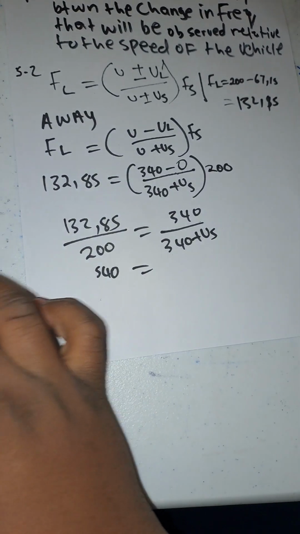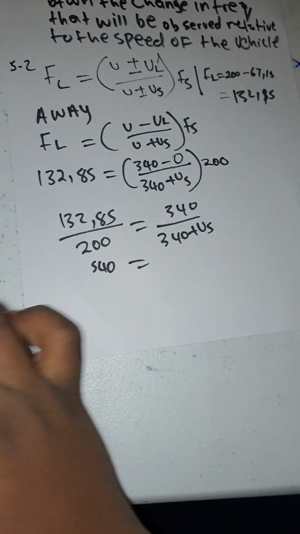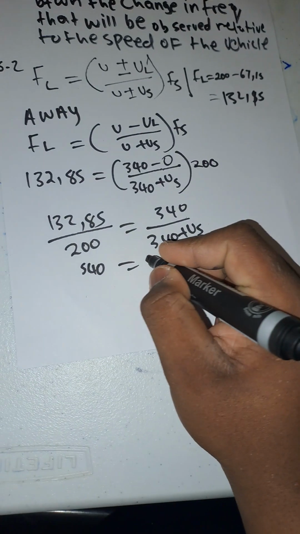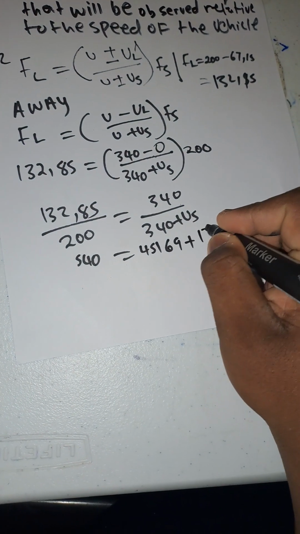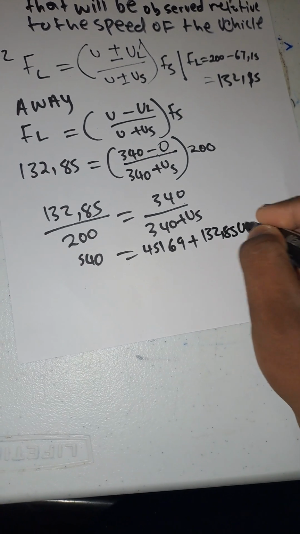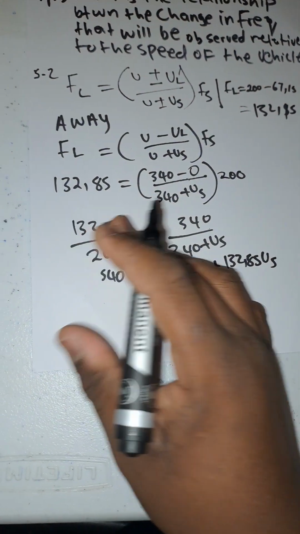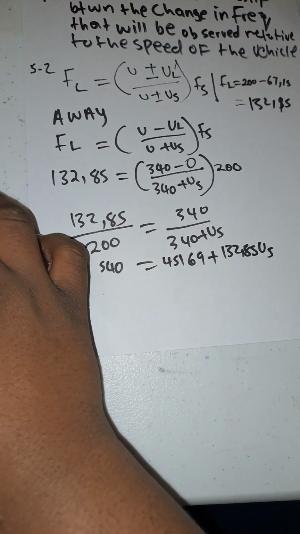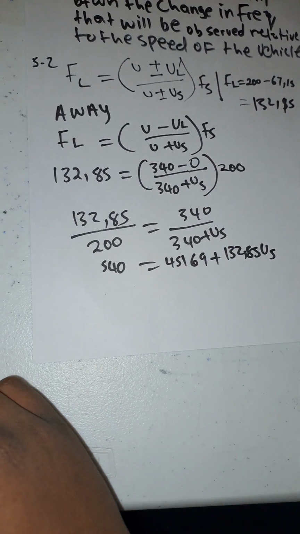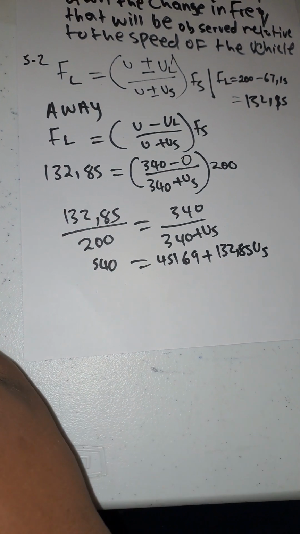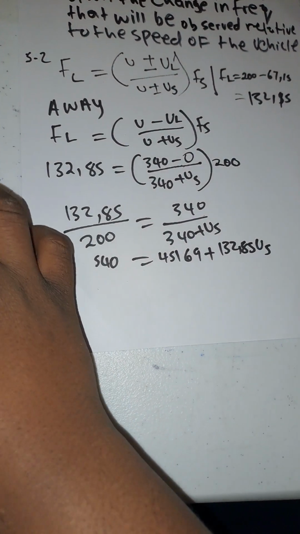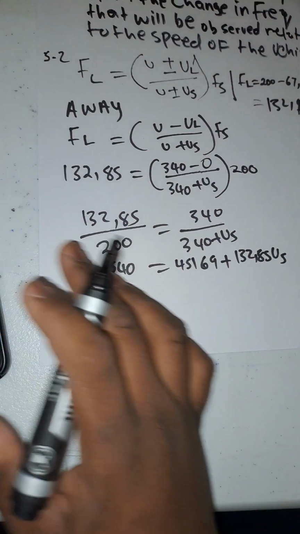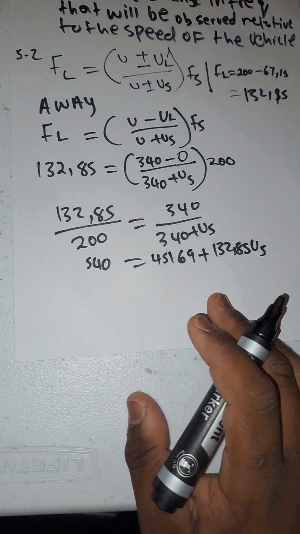132.85 times 340. Simply means this one, 45.14569 plus 132.85 VS. Now you're going to do your math there. 540 minus, let me check. 132.85 times 340, I get for that number there a very, very big number. So now let me continue.